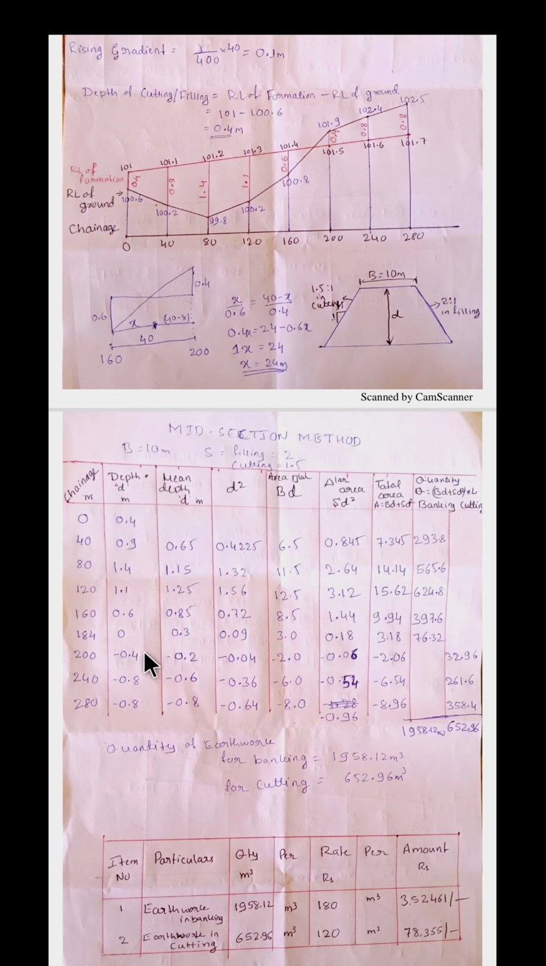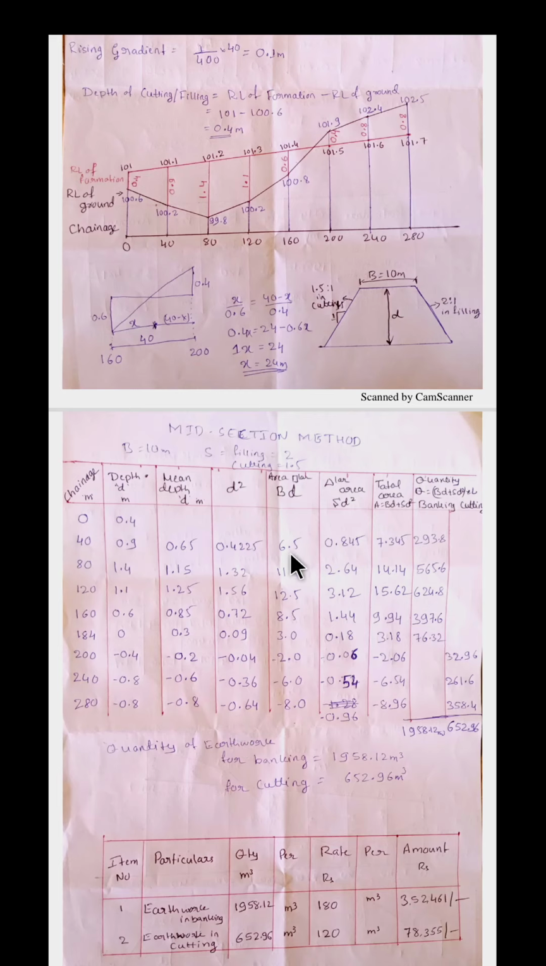0 plus minus 0.4 divided by 2, it is minus 0.2. Minus 0.4 plus minus 0.8 divided by 2, it is minus 0.6. Minus 0.8 minus 0.8 divided by 2, it is minus 0.8. This is the mean depth. Now the square of these: 0.65 squared is 0.4225. Likewise calculate D square here.